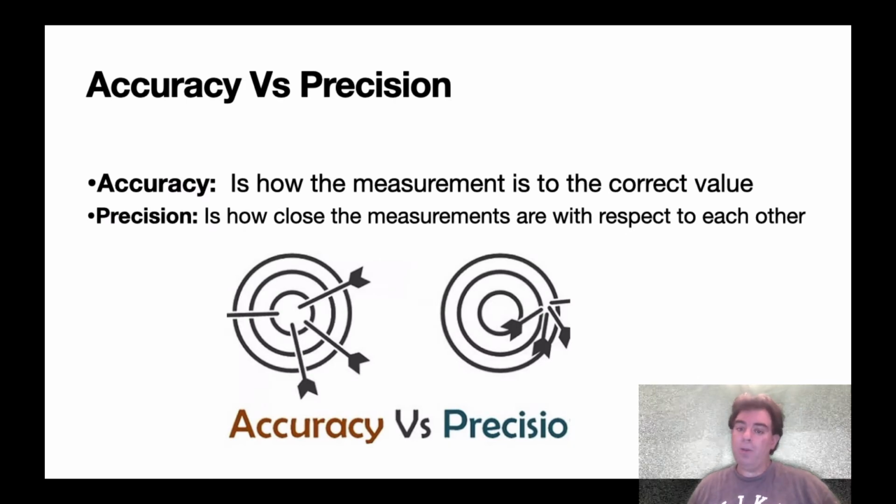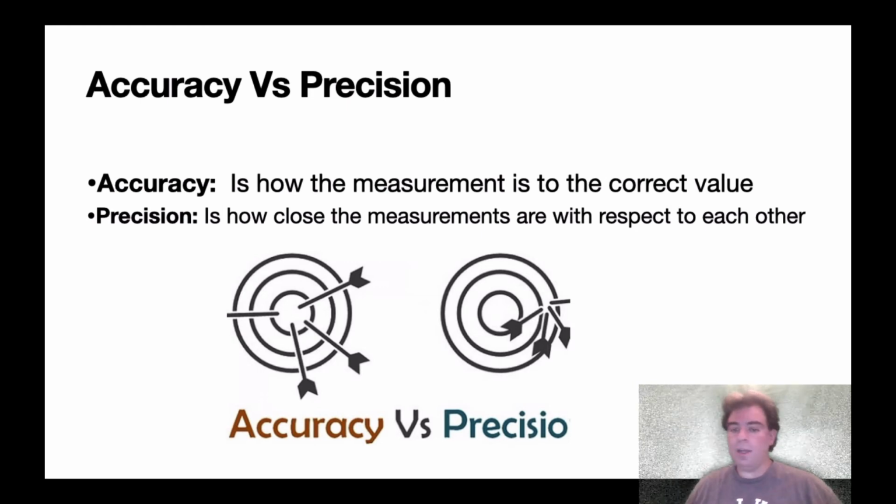Accuracy is how close the measurement we obtained is to the correct value, whereas precision, on the other hand, is how close the measurements we obtained are with respect to each other. As you can see over here, a very common way to depict accuracy and precision is, of course, with arrows on a bullseye. On the left, every single arrow has hit the bullseye. That represents the correct value, so that is very accurate.